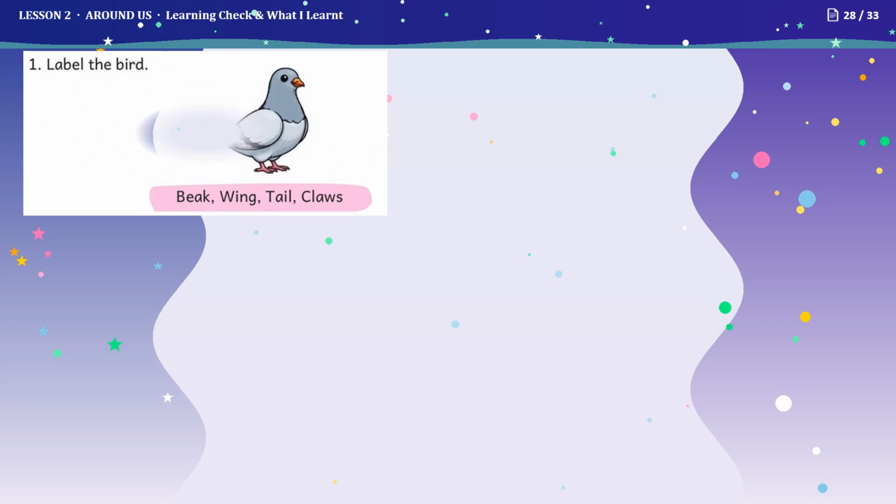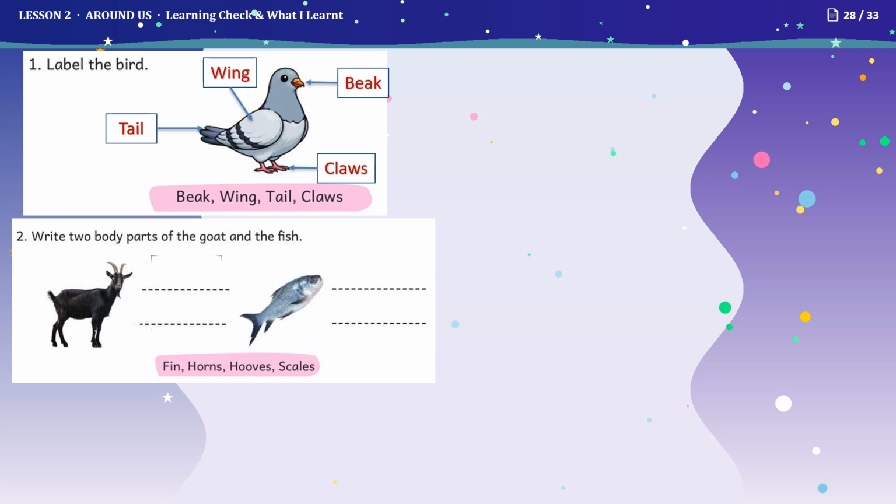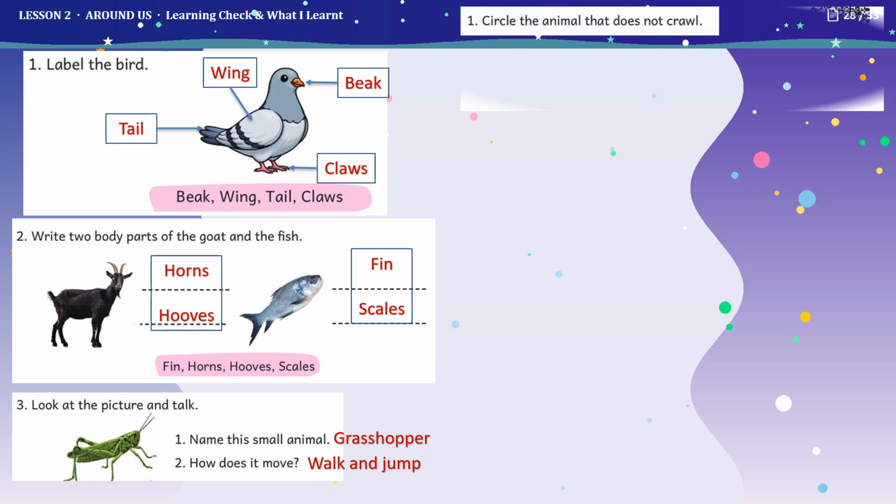Okay, learning check. Label the bird: beak, wing, tail, claws. Write two body parts of the goat and fish: horns, hooves, fin, scale. Look at the picture and talk. Name this small animal: grasshopper. How does it move? Walk and jump.